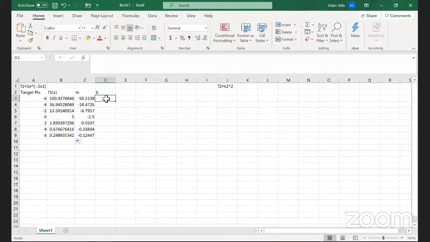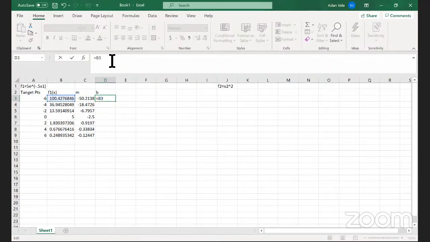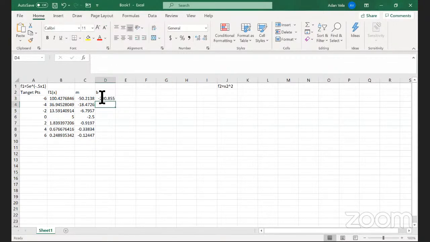Now we can apply our equation for calculating the b's. In this case, it's just equal to our function evaluated at the tangent point minus the slope times the location of the tangent point. All right, so we got -200. And again, we can sort of expand that down.